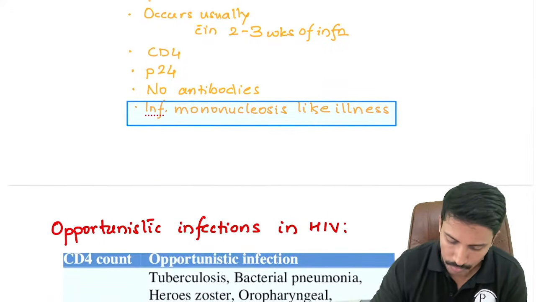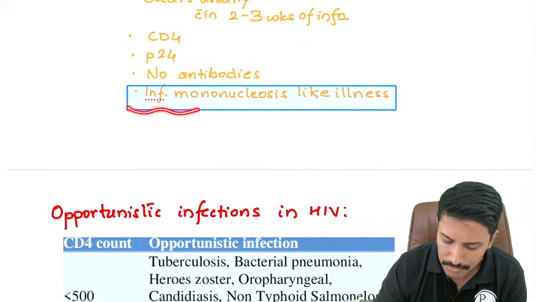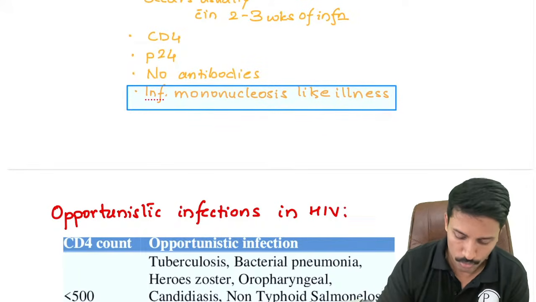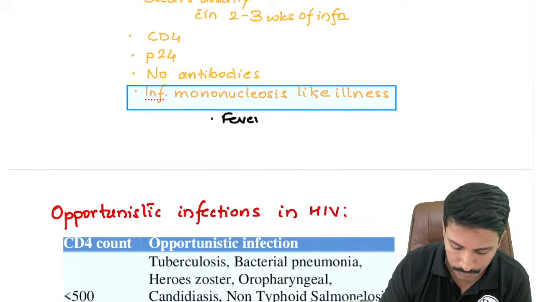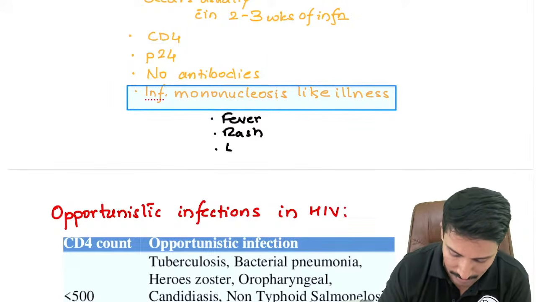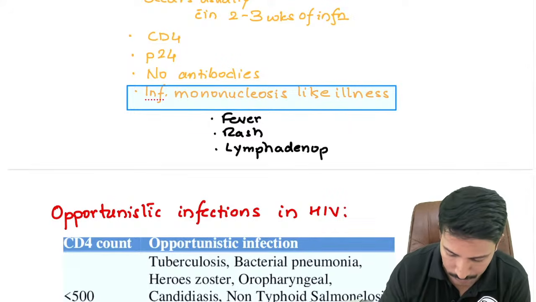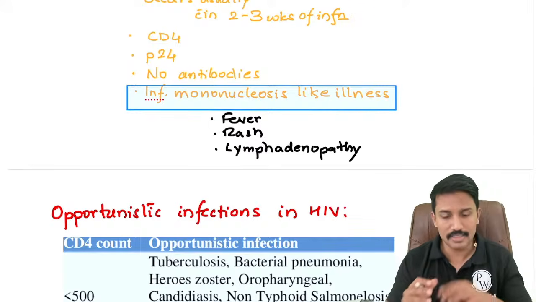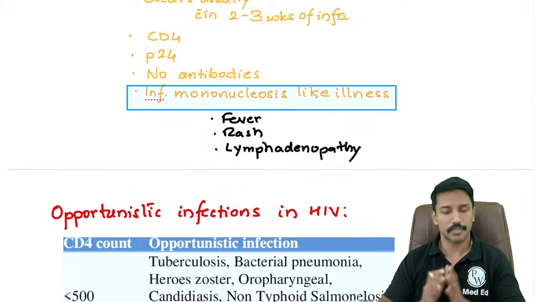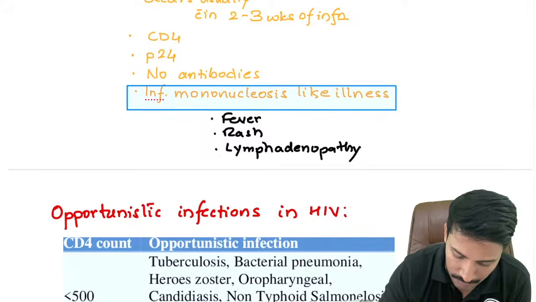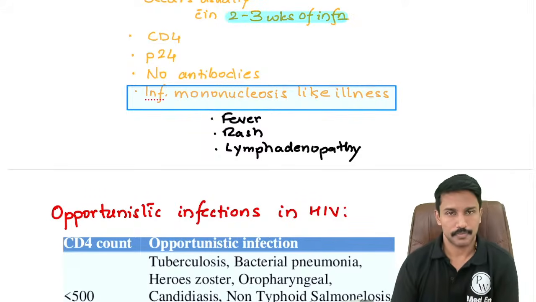This acute HIV syndrome presents with clinical features very similar to infectious mononucleosis. So what symptoms do we get in infectious mononucleosis? Fever, rash, and third, lymphadenopathy. Fever, rash, and lymphadenopathy. So these are the three symptoms that we can usually expect in half of the patients infected with HIV, usually 2 to 3 weeks after the infection.